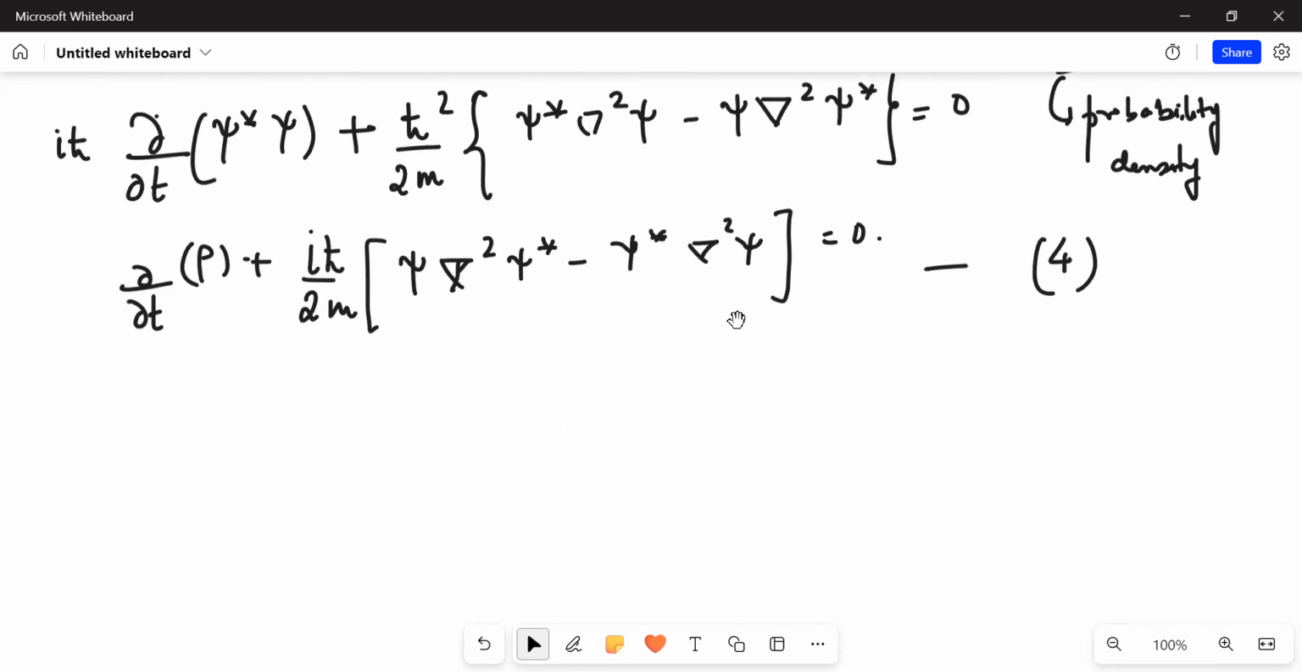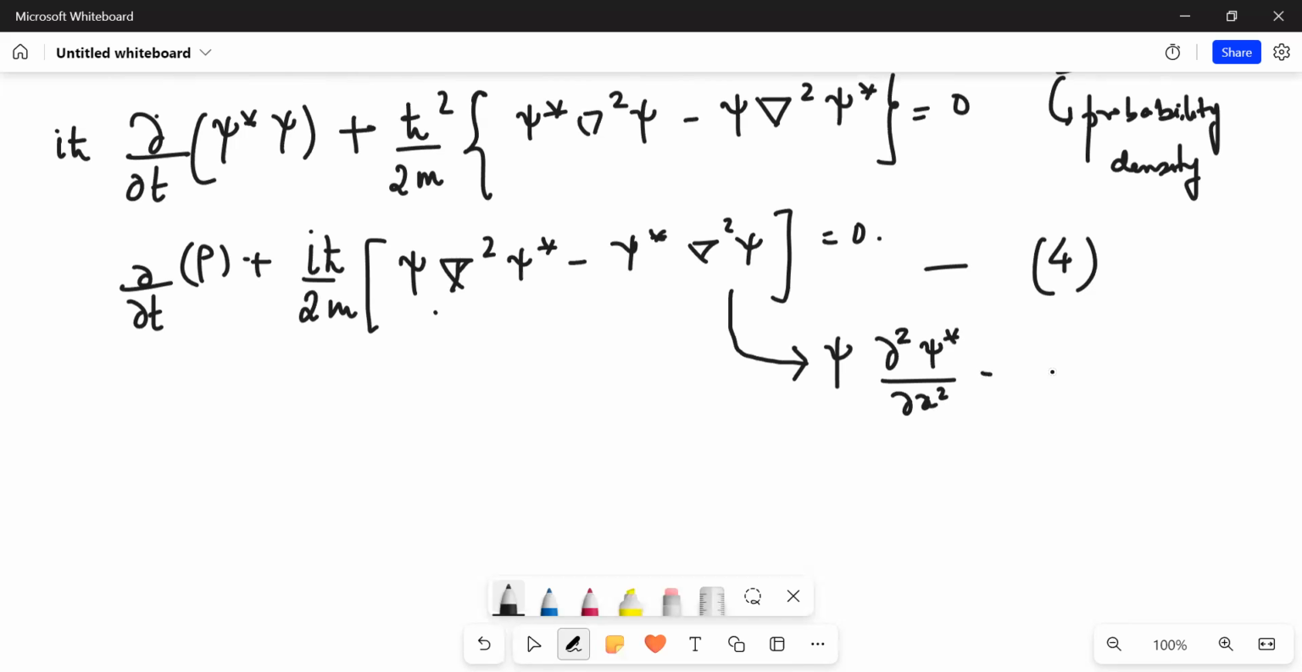And if I try to write it in 1 dimension, or let's say 2 dimension, or if I expand this up in 3 dimension, I'm writing it here. Okay, so let me just write one of the components, let's say the x component. So it will be psi del square psi star upon del x square minus psi star, and then you have del square psi upon del x square. Okay, this is one thing. And if I want to write this, can I not write it in this way? It is equal to del by del x of psi.